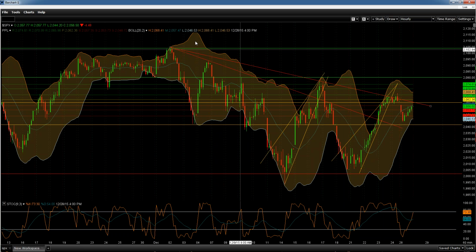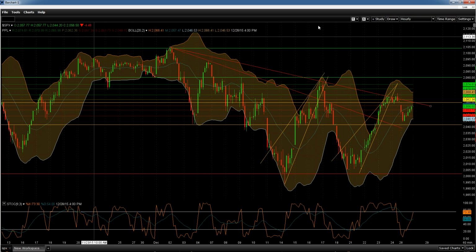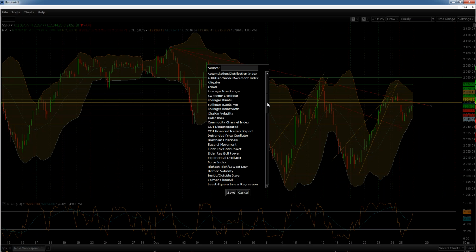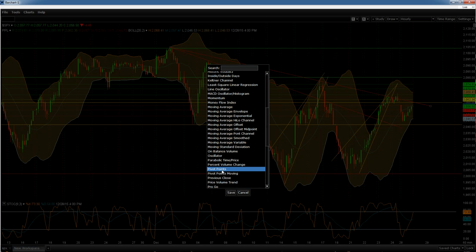I use these lines here known as the pivot. It's known as PPL right there. Pivot points are automatically put on there when I click that. Well, it's already there.